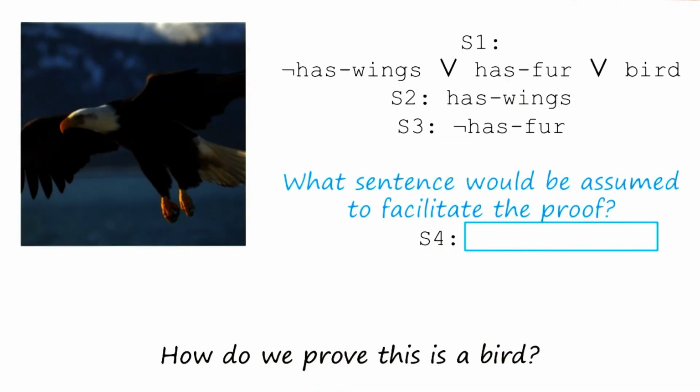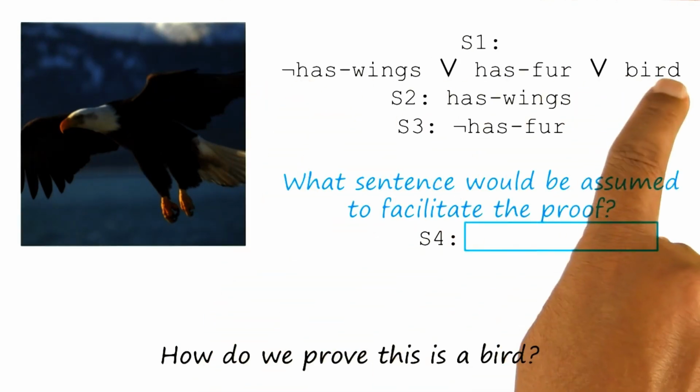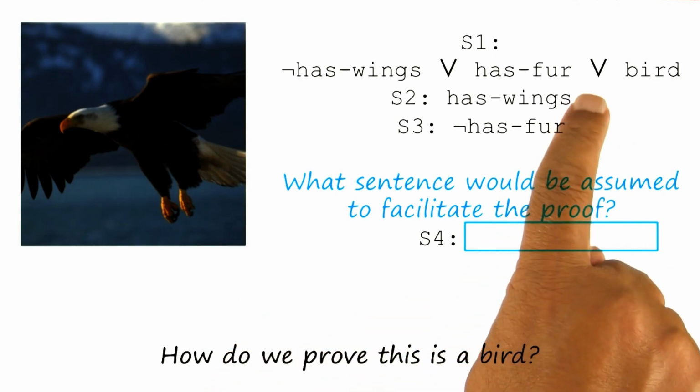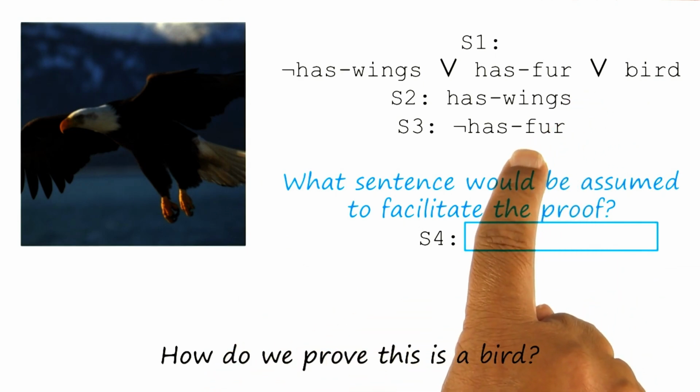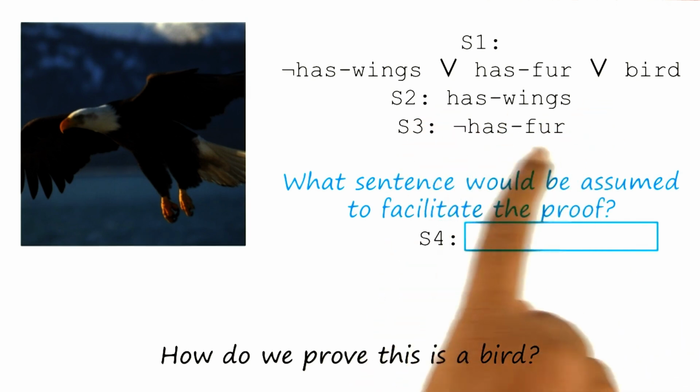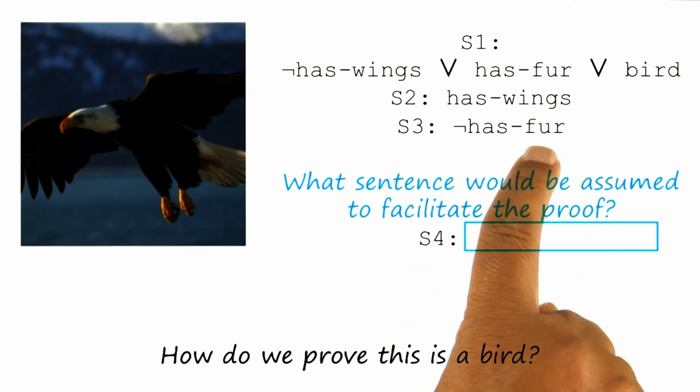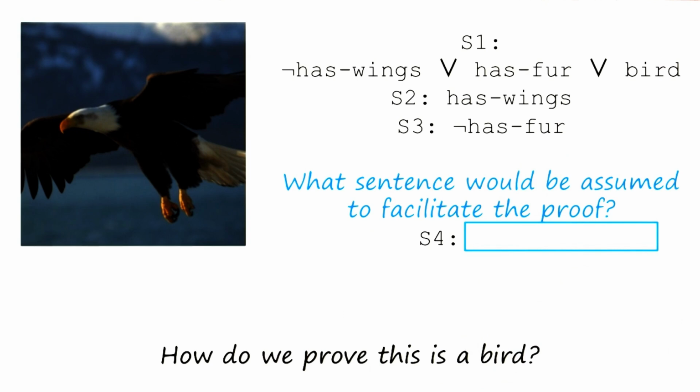So imagine that the robot has this in its knowledge base and goes into a country where it finds an animal, and from its percept it knows that this animal has wings and it does not have fur. So these two additional sentences get written in the knowledge base. Now the robot wants to prove that this is a bird. In order to do resolution theorem proving, what should the robot begin by writing in this box? What should the S4 sentence be? What do you think, David?